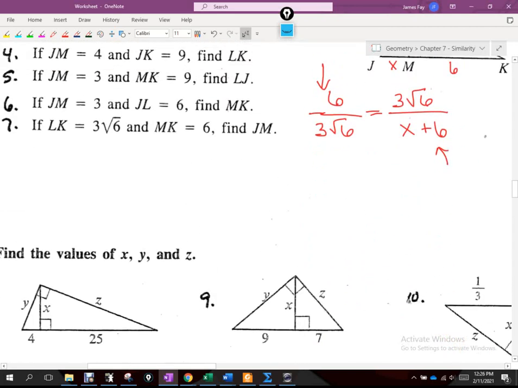Good. Because the next step is to cross multiply, and whether I multiply 6 times x plus 6 or x plus 6 times 6, I get the same thing, right? What property is that? Commutative property of multiplication. Okay, so when I cross multiply, I get 6x plus 36 equals, do we know how to multiply radicals? 9 radical 36. Spot on.